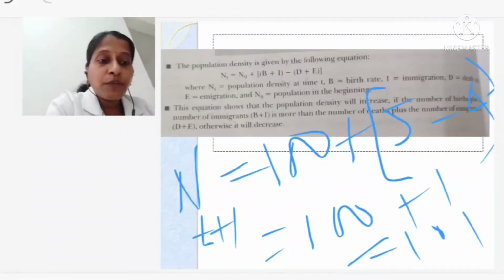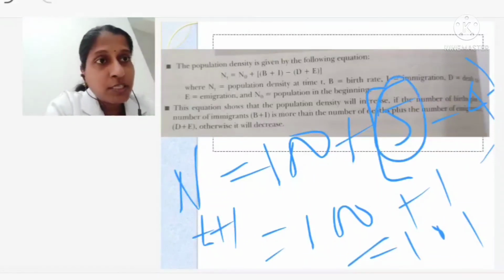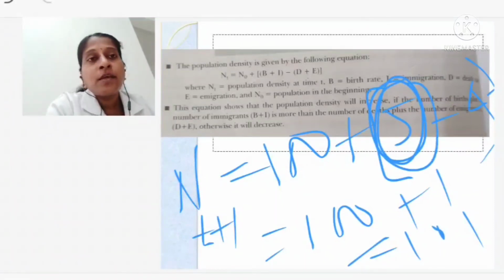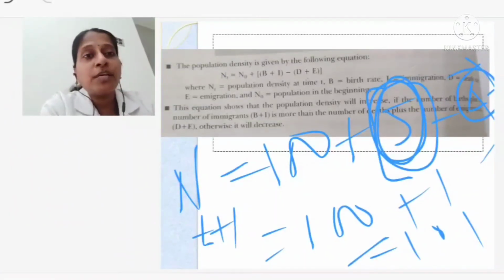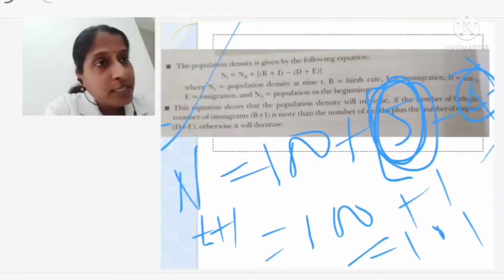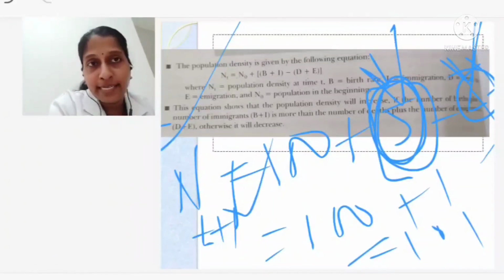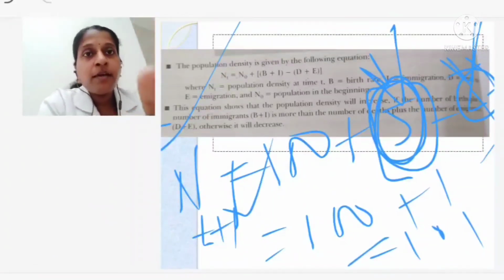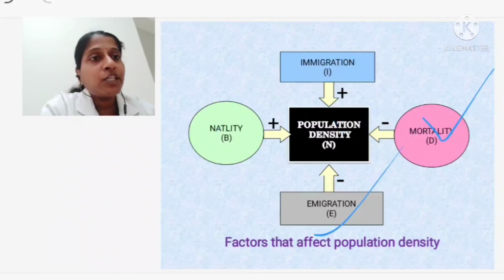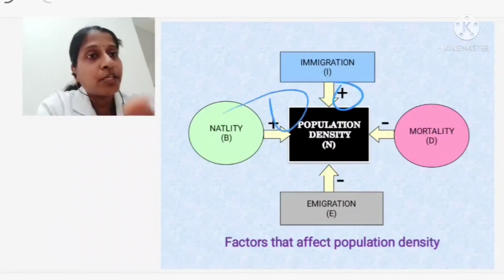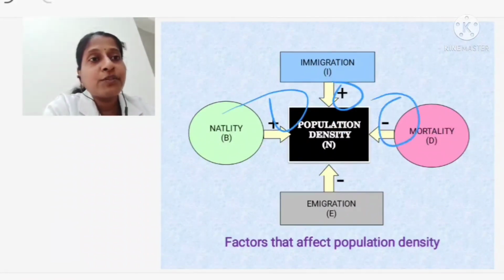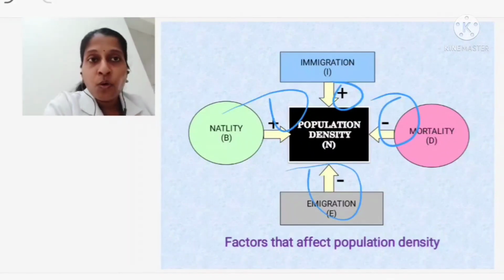So like that, we are calculating the population. If there is an increase in the birth and the immigration, this number is increasing, and if this number is less, then the population will increase. If this number is more and this number is less, then the population will decrease. You have to remember this one. The immigration and natality will increase the population. Mortality and emigration will decrease the population. Hope so it's clear.